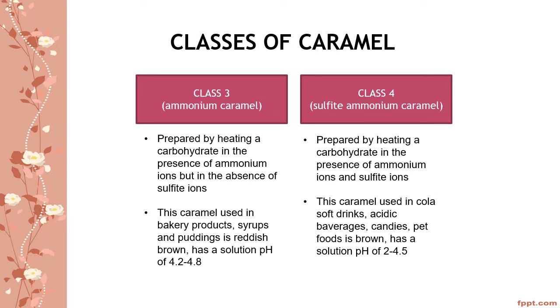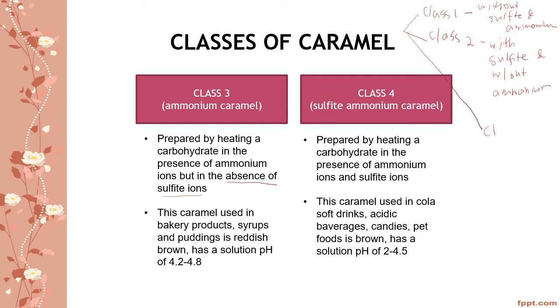Okay, class 3 caramel is what we call ammonium caramel. This class 3 caramel can be prepared by heating a carbohydrate in the presence of ammonium ions but in the absence of sulfide ion. So previously we have class 1, class 2. Class 1 is without sulfide and ammonium. Class 2 is with sulfide but without ammonium. Okay, class 3 is ammonium caramel, so it is with ammonium but without sulfide.